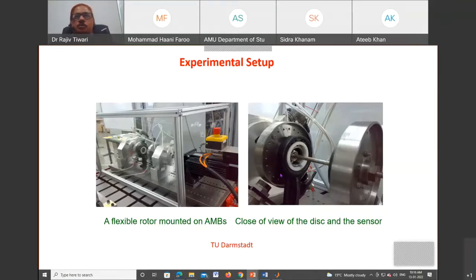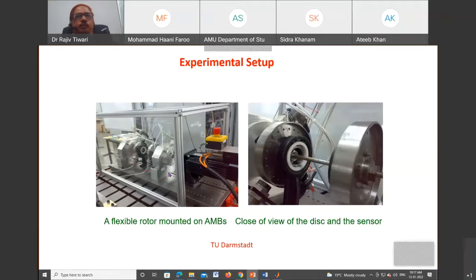So in this, there were three balancing planes. Two we can see here, one is this one, another is this one. And there were two magnetic bearings, this aluminium block, you can see one, this. So this whole rotor of around 0.6 meter was floating on air through these two magnetic bearings. This side was the motor. So the motor was driving the shaft.